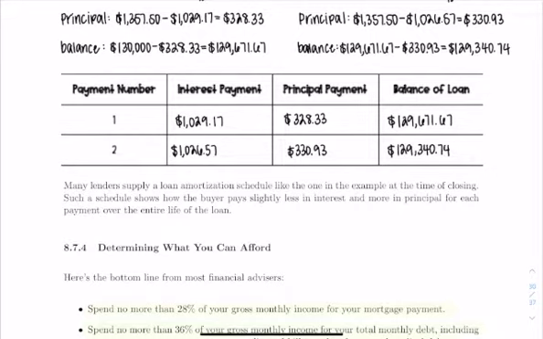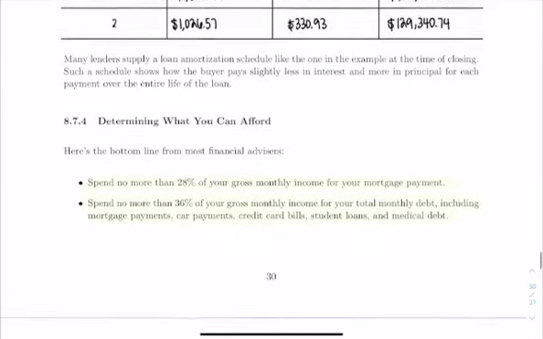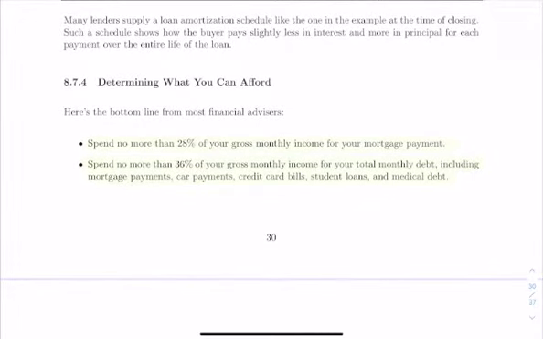So here's the bottom line for most financial advisors. You're supposed to spend no more than 28% of your gross monthly income for your mortgage payment, and you spend no more than 36% of your gross monthly income for your total monthly debt. This includes your mortgage payments, your car payments, credit card bills, student loans, and medical debt.